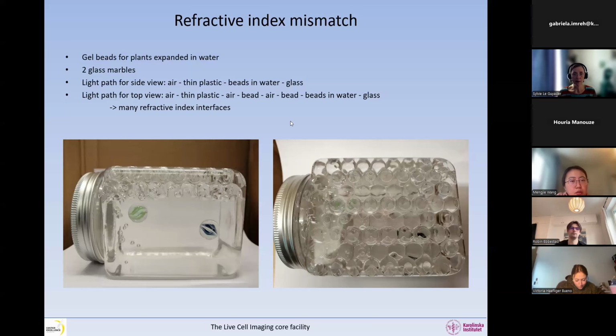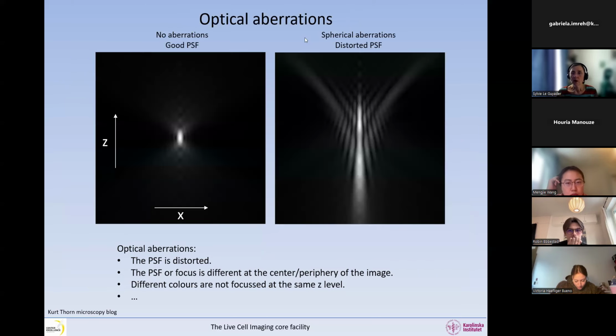So this is a problem, and this is scattering everywhere. So we get optical aberrations, which can lead to the fact that we don't even see where the marbles are. What are optical aberrations? Basically, the point spread function is distorted. The point spread function is what we are recording. This is the optical image that the microscope makes of our sample.